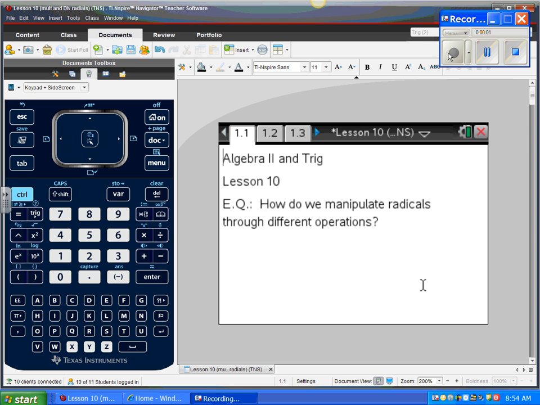So what we're going to be talking about today is how we manipulate radicals using different operations. Okay, so again, a lot of this is going to be reviewed from the past few days. We'll get about halfway through this lesson.